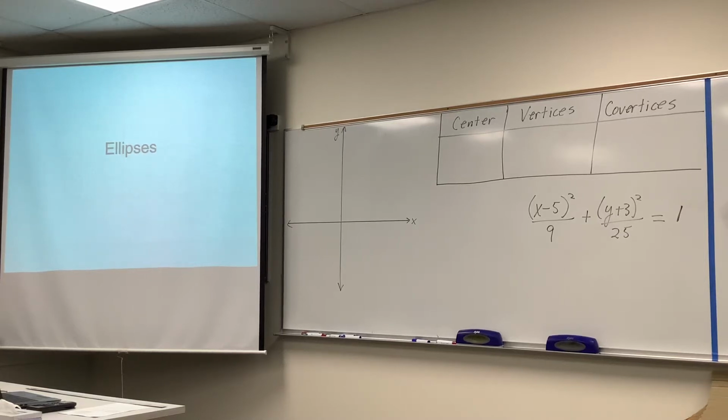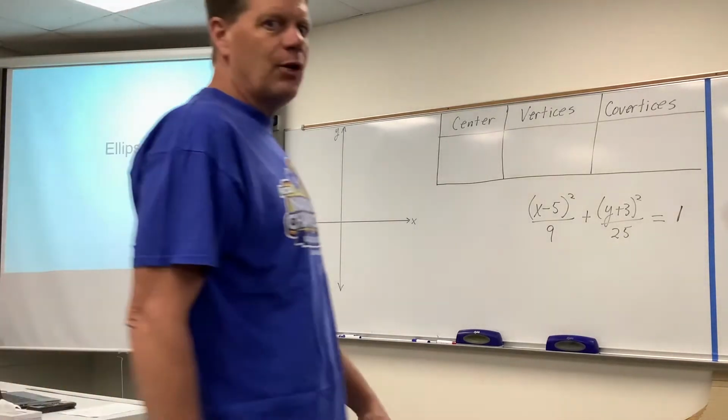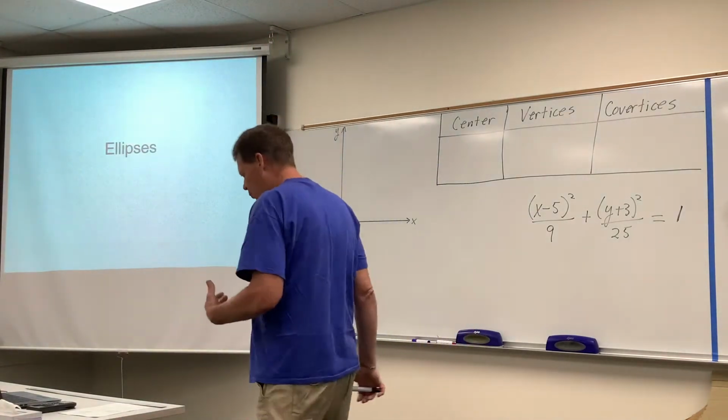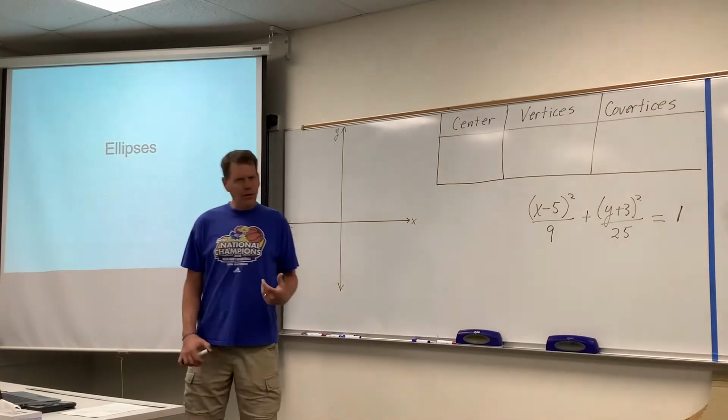Okay, we continue our graphing unit. We're now going to talk about how to graph an ellipse. Ellipses have a lot of similarities to circles. This will correspond to assignment number 24.